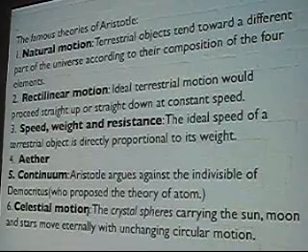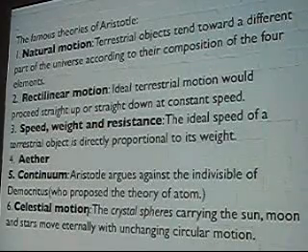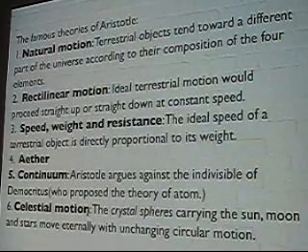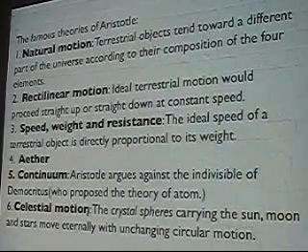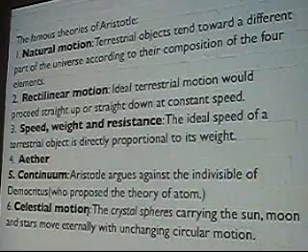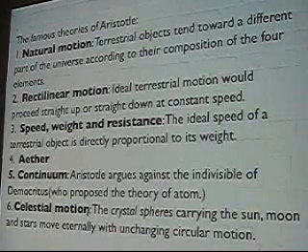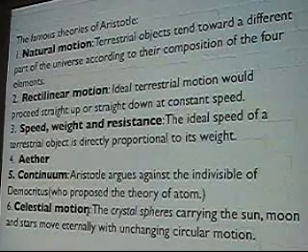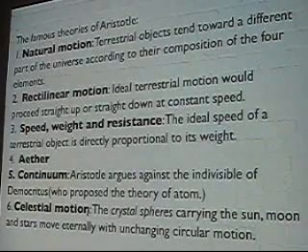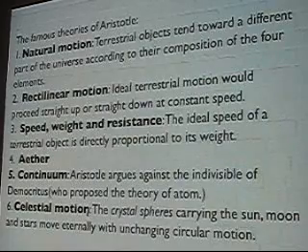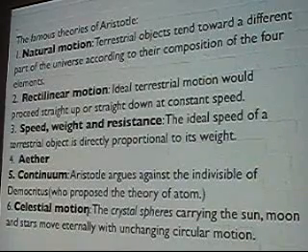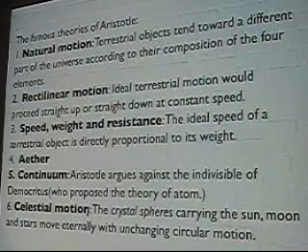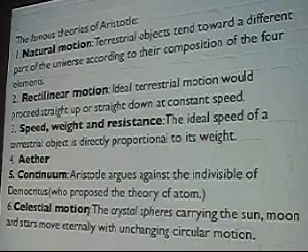And the rectilinear motion talks about how, if an object is moving, it moves straight at a constant speed, so it must be acted on by a force. And the other is speed. He believed the speed is proportional to the density of the object.